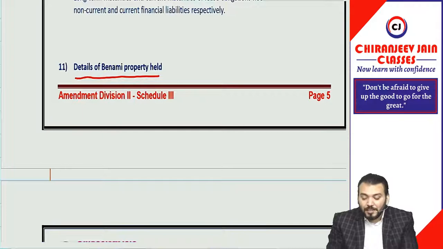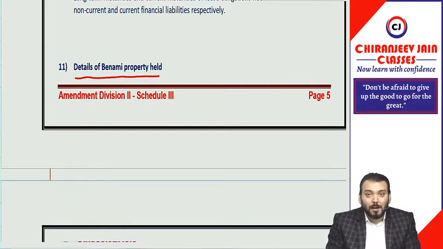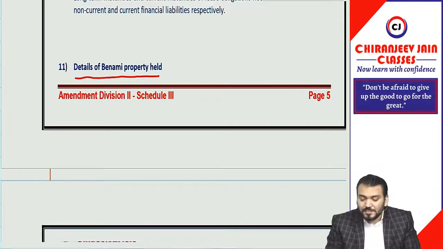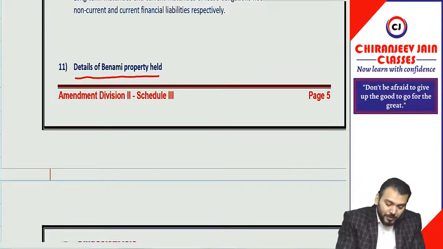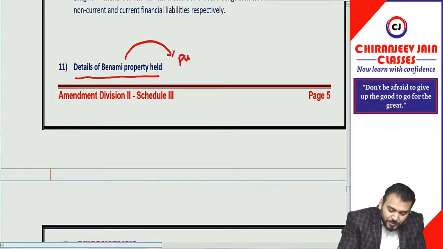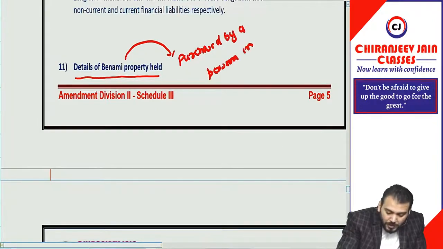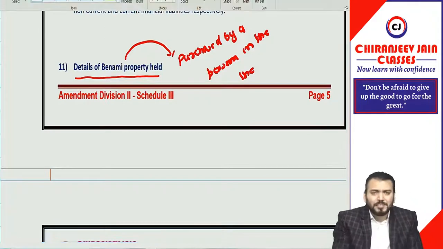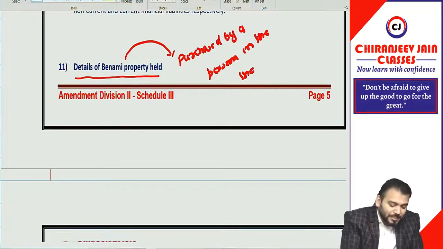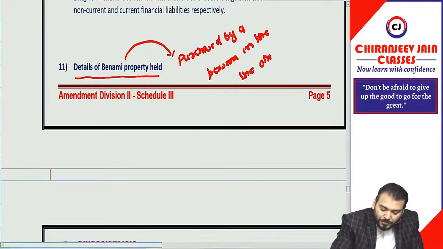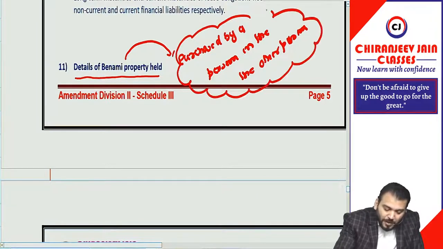Or it might happen that we purchase some property in our name, but the amount is paid by some other party. It is understood. What is the meaning of Benami property? Benami property is purchased by a person in the name of another person. Normally it happens, I have purchased one property in the name of my wife, my father, or my brother. That becomes Benami property. Understood? So it is purchased by a party in the name of another party. That is known as Benami property.